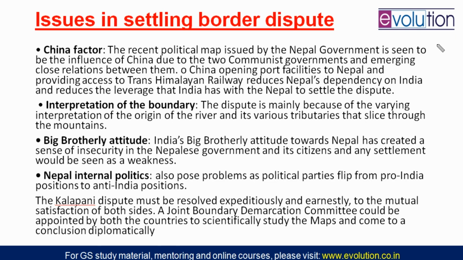So why is this issue not settling? There are various reasons. There are some political reasons and there are some real reasons, and there is the China factor also. One issue in settling this border dispute is the China factor. You know the recent political map issued by the Nepali government is seen as an influence of China, because the public demand was not that much. But China and Nepal are getting close really after the 2015 blockade of Nepal's passes through India of fuel and everything. Nepal has a very good relation developing with China.